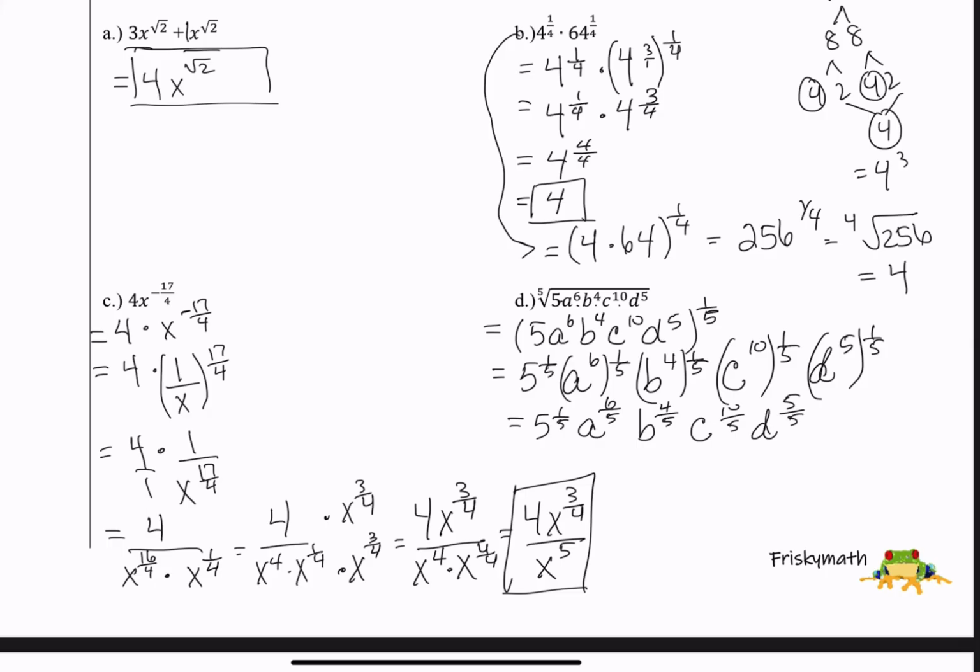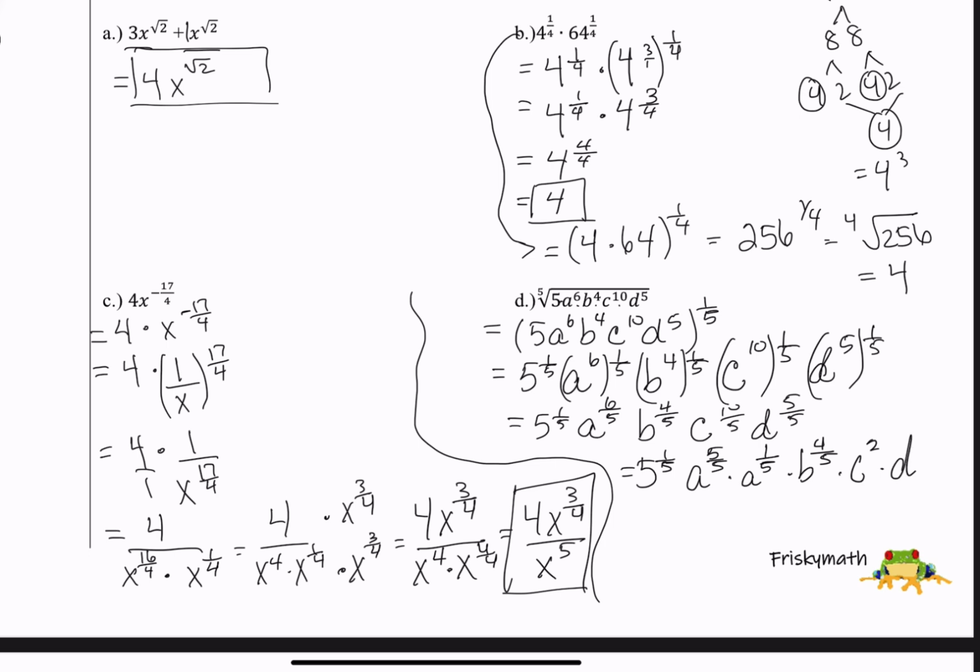Okay, let's see. Try and give myself a little bit more space here. Again, 5 to the 1/5 just stays 5 to the 1/5. A to the 6/5. Well, I can get an A to the 5/5 out of that. So then I need another A to the 1/5 to make that 6/5. B to the 4/5. Well, that's not an improper fraction, and there's no way to simplify that, so I'm just going to leave that as B to the 4/5. C to the 10/5 becomes C to the 2nd power. And d to the 5/5 just becomes d, or d to the first power.